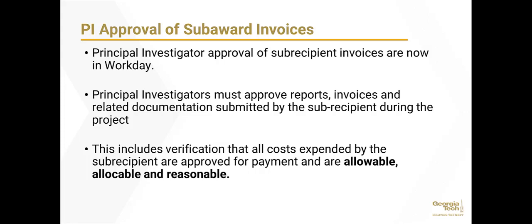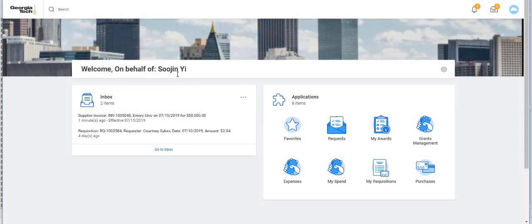Principal Investigator approval of subrecipient invoices are now in Workday. Principal investigators must approve reports, invoices, and related documentation submitted by the subrecipient during the project. This includes verification that all costs expended by the subrecipient are approved for payment and are allowable, allocable, and reasonable. So now I am the Principal Investigator, Sujin Yi, and I will review the invoice.